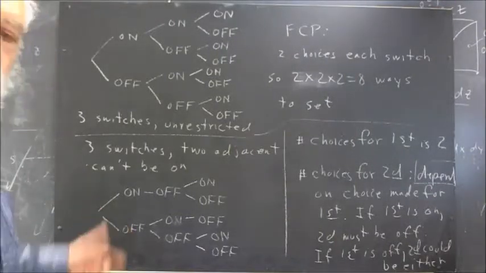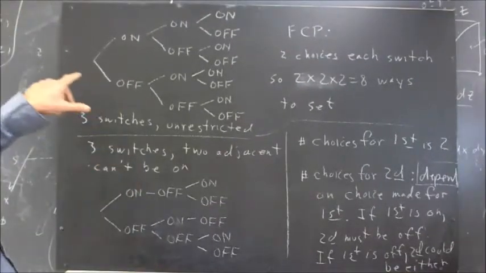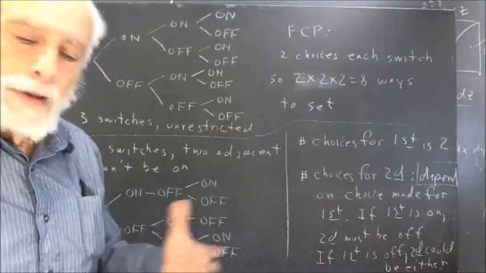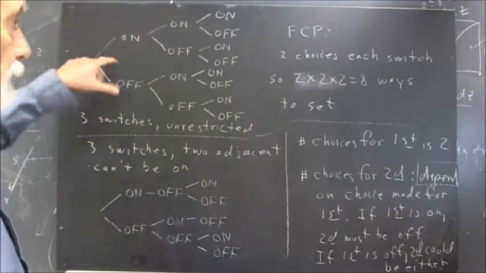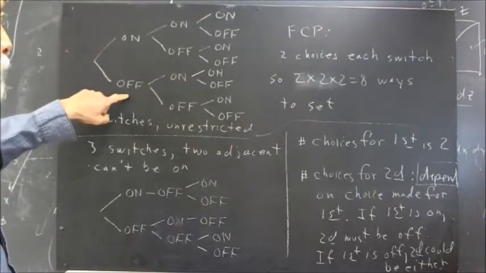If you have three switches, and each switch can be either on or off, then the set of possible ways to set the switches can be represented easily by a tree. Switch could be on or it could be off.